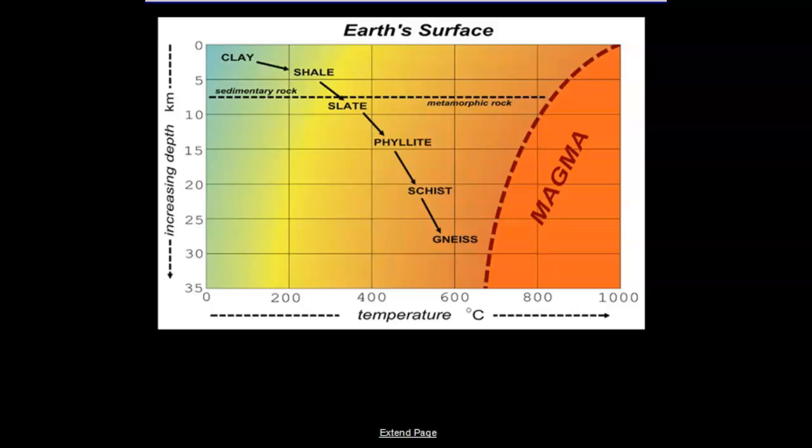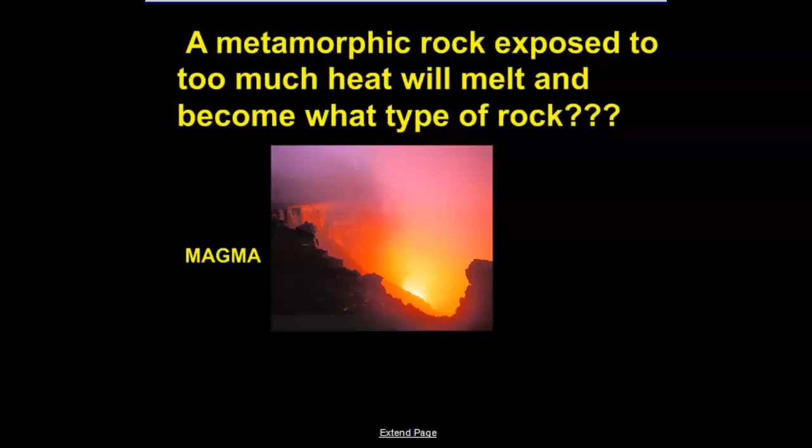If gneiss is brought any deeper and hotter, that sucker melts, and no matter what rock it was before, as soon as it melts, when it cools and solidifies, it is now an igneous rock. So, any type of rock, as soon as it melts, when it cools, it will become an igneous rock.